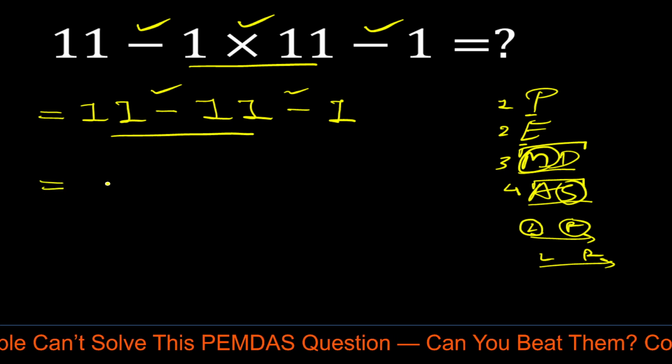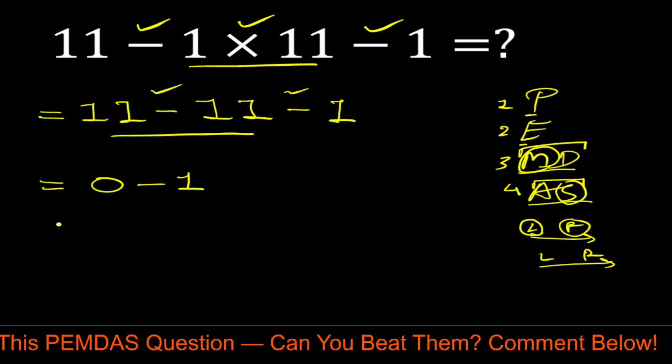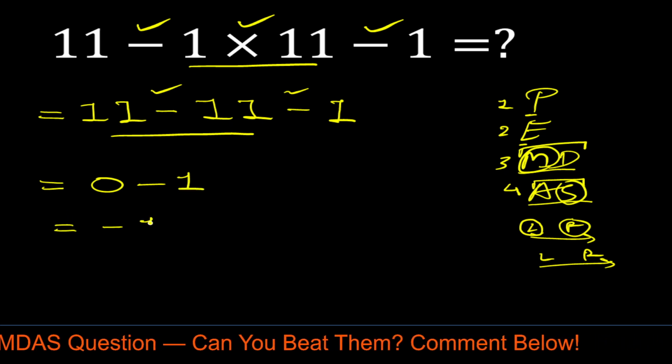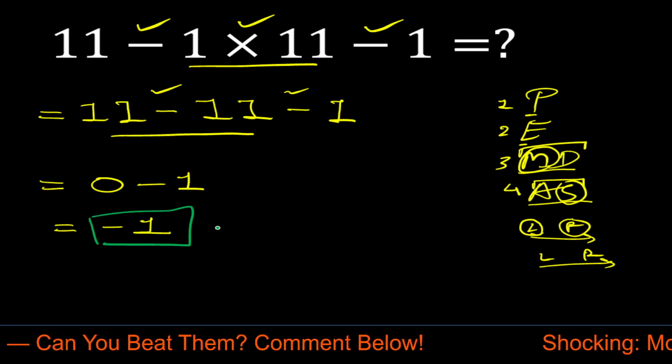So 11 minus 11 is equal to 0, minus 1. Now 0 minus 1 is equal to minus 1, right? So the correct answer is minus 1.